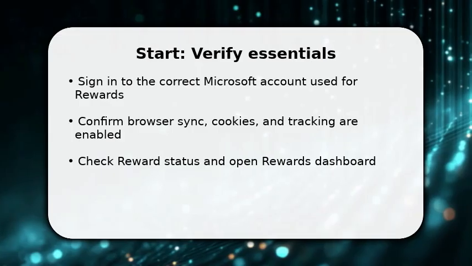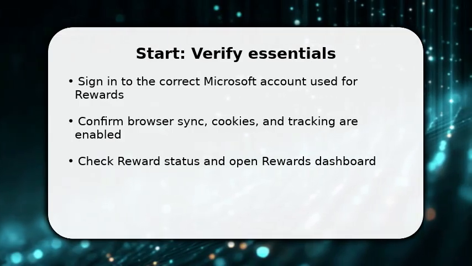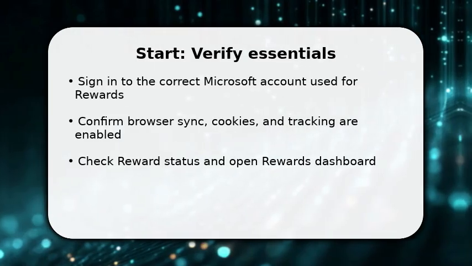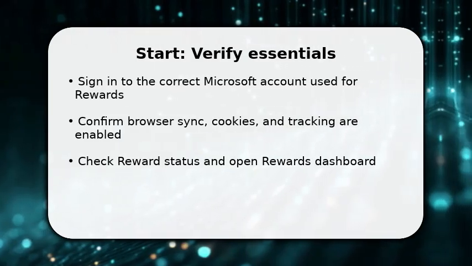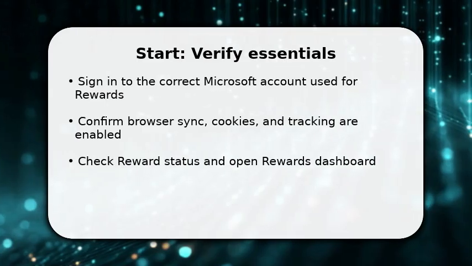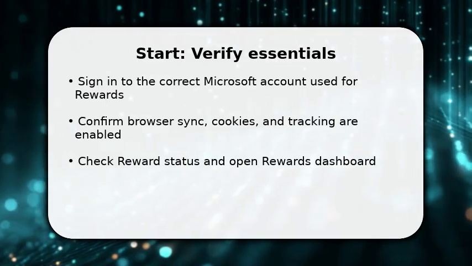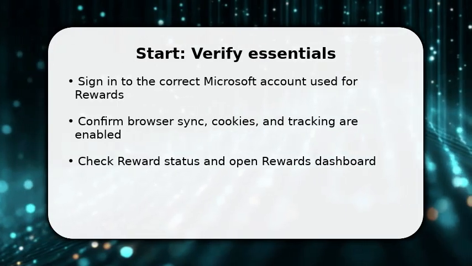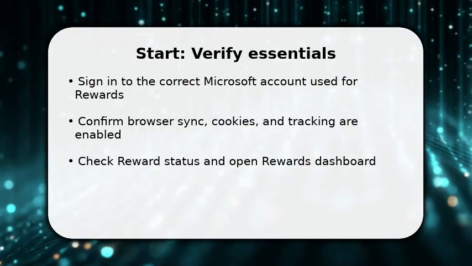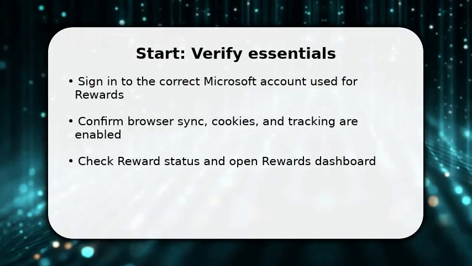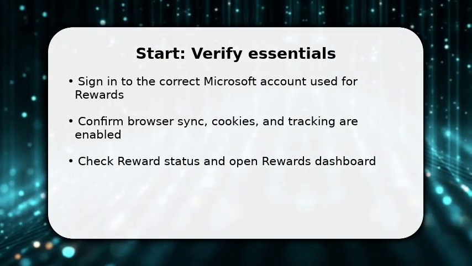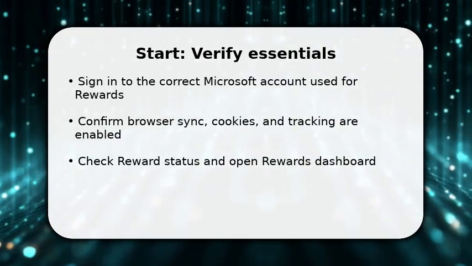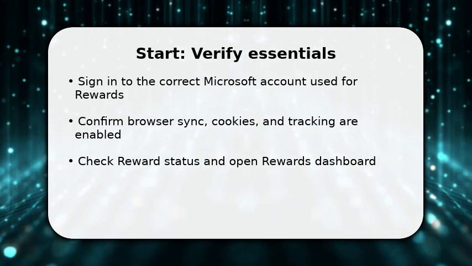You start by confirming basics quickly. Sign into the exact Microsoft account that collects points, then open the rewards dashboard so you can see current status. Once done, make sure your browser allows cookies and tracking for Microsoft.com and Bing.com so searches register. Also verify you're not using an anonymous window or strict privacy extension. If you use multiple profiles, switch to the one tied to rewards. This prevents points landing in another account and saves time on later steps.